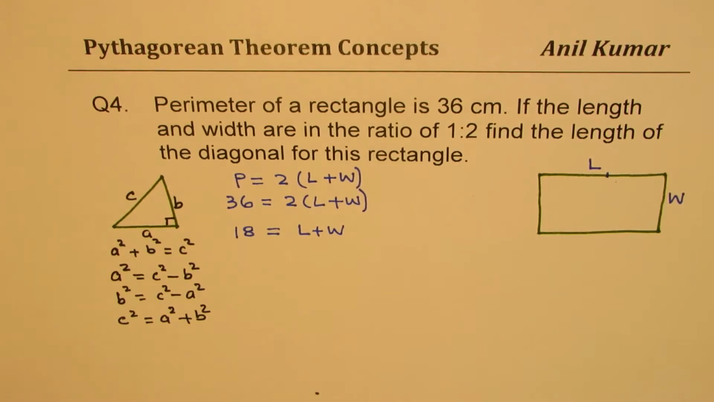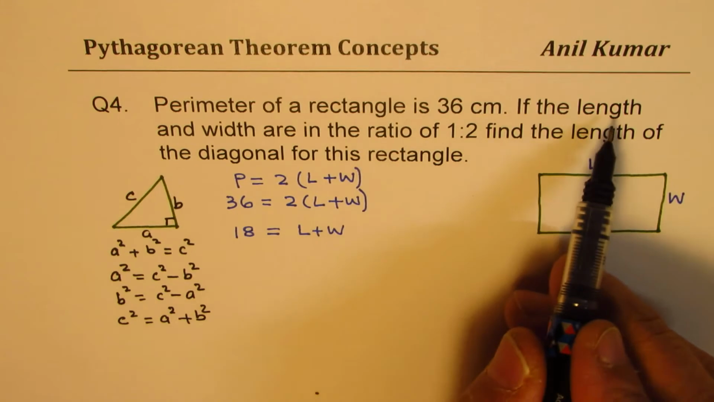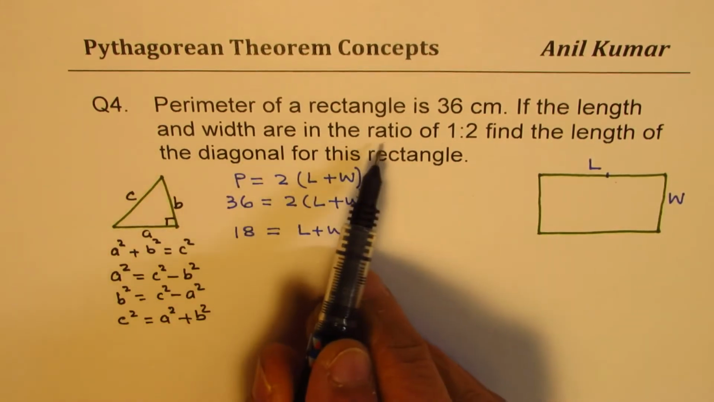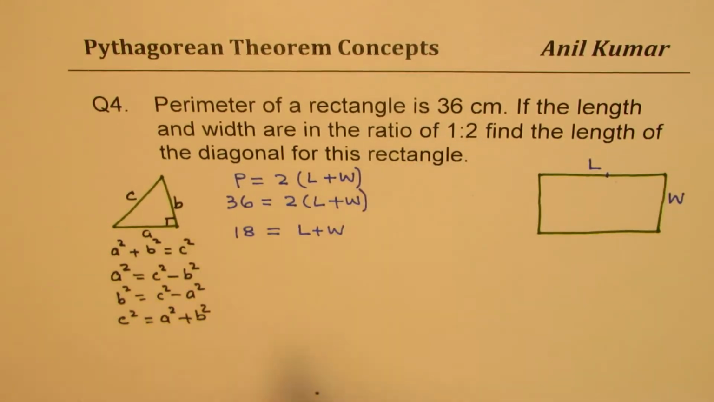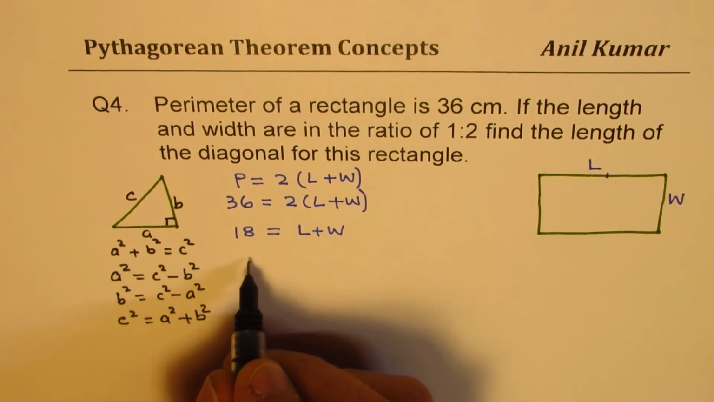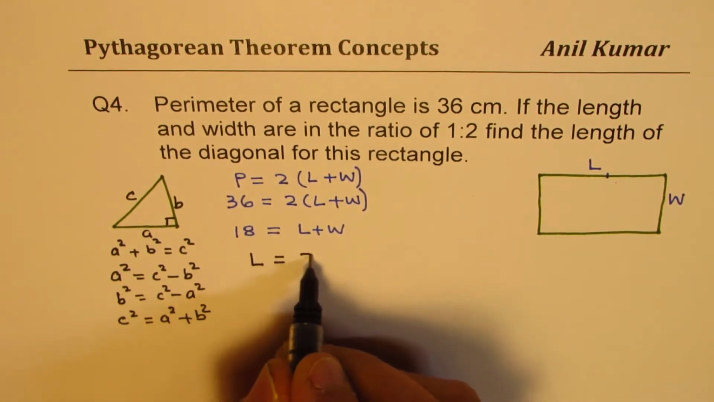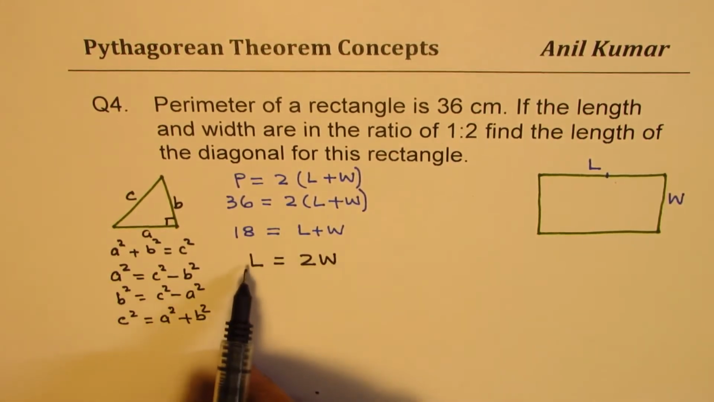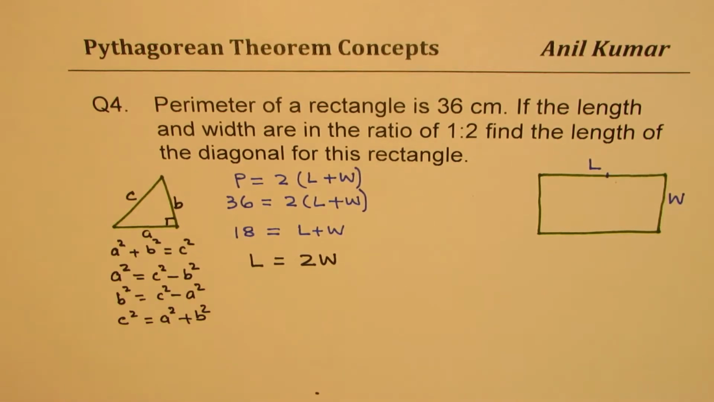Perfect. Now we are given a second condition here, that is, the length and the width are in the ratio of 1:2. That means what we are saying here is length is equal to twice the width. Then it is in the ratio of 1:2, right? So if length is twice the width, what should length and width be? That is what you need to figure out. Correct?